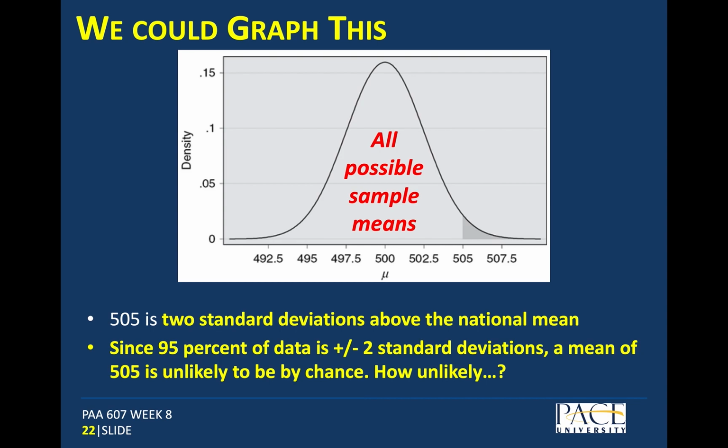So since 95% of our data, as we talked about, is within that zone of plus or minus 2 standard deviations, a mean of 505 is unlikely to be by chance because we're way over on the right there. We're outside of that zone where 95% of our data live. So it's unlikely to be by chance. Now you might wonder, well, how unlikely? Well, this is where our statistical test starts to come in.